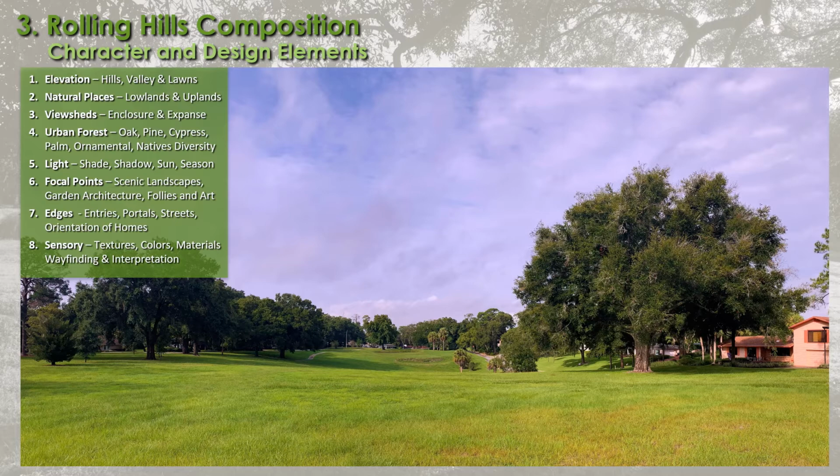Focal points within the park will include scenic landscapes and placement of garden architecture, small buildings, opportunities for art. And as we do all these compositional ideas, we want to think carefully about entries, edges, portals, and specifically the relationship of the park to the surrounding neighborhoods.